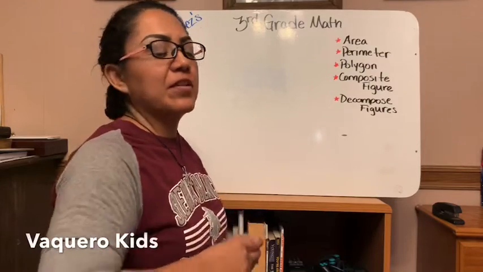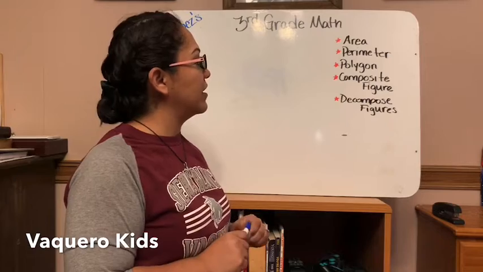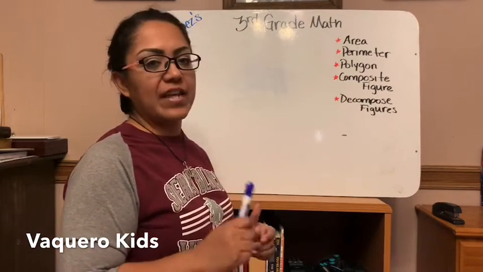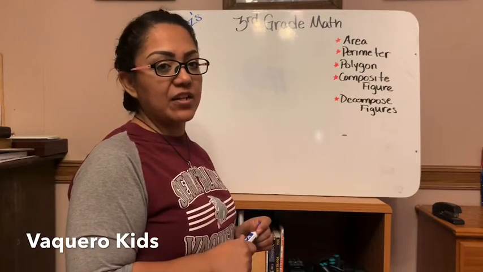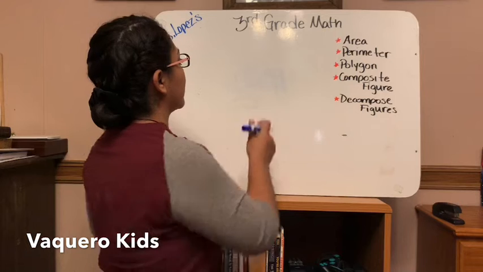Hey, third grade. So this week's vocabulary words are area, perimeter, polygon, composite figure, and decomposed figures. We're going to begin with area, which is a word that we already know, and perimeter. So first of all, area.